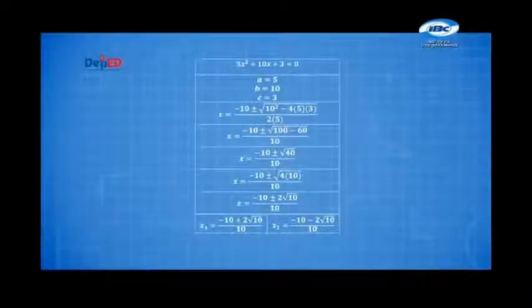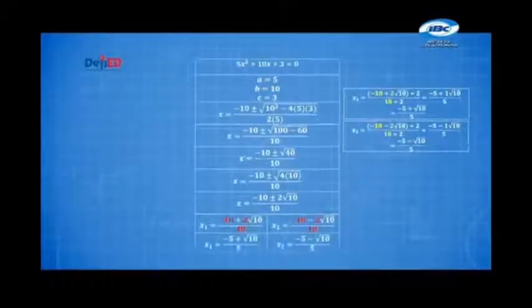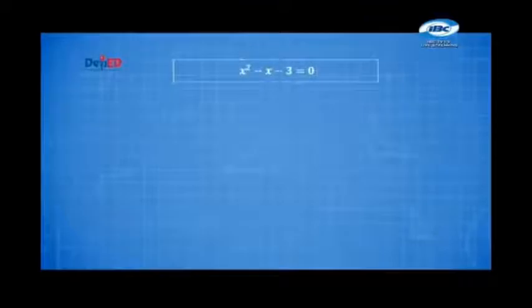We cannot combine a rational number and an irrational number, but we can simplify the answer by making use of GCF, or greatest common factor. Negative 10, 2, and 10 are all divisible by 2. Hence, x sub 1 equals negative 5 plus square root of 10 all over 5, and x sub 2 equals negative 5 minus square root of 10 all over 5. The roots are not equal. And what kind of numbers are these roots? Irrational. Are you irrational?